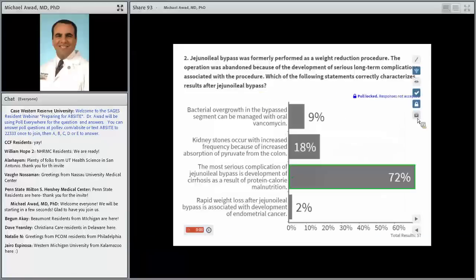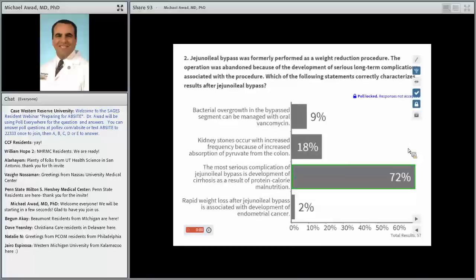Okay, so the correct answer is indeed C. The jejunal ileal bypass has largely been abandoned probably because of this complication, as a significant bypass where the jejunum is anastomosed basically to the distal ileum, resulting in severe malabsorption, resulting in protein malabsorption, development of cirrhosis, and in fact hepatic failure is an indication for reversal of the bypass.